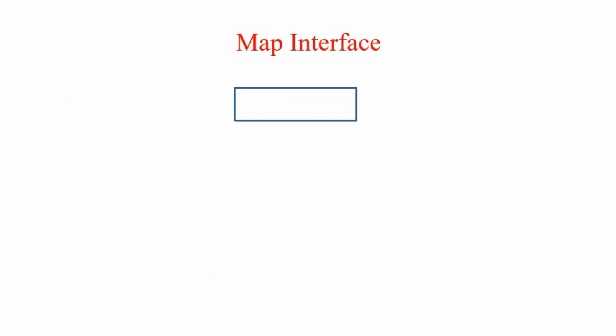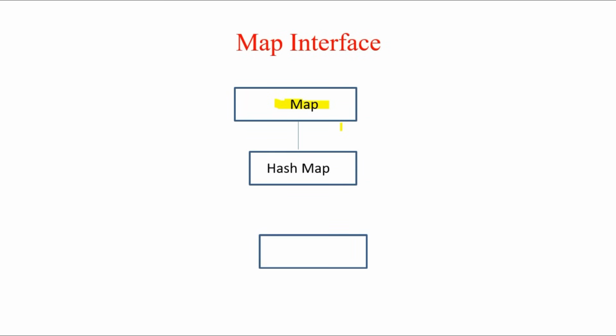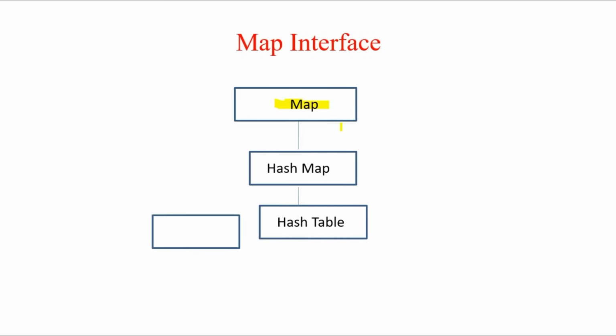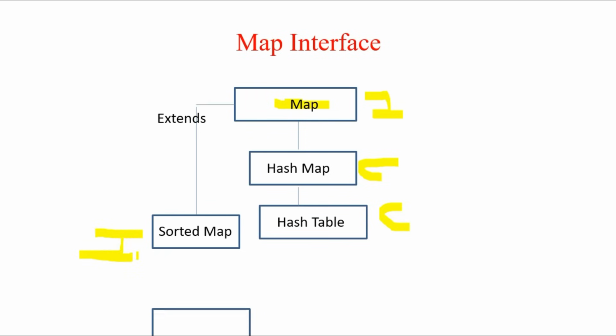Now the last one, the map interface. Remember, this map interface is the unique interface in the collection hierarchy. Why? Because it does not extend the collection interface. Now let's see the hierarchy first, and then I will tell you why. The two classes which implement this map interface are HashMap and Hashtable. Now we have another interface which is SortedMap, and that SortedMap has an implementing class which is TreeMap, something similar to set, if you can recall.